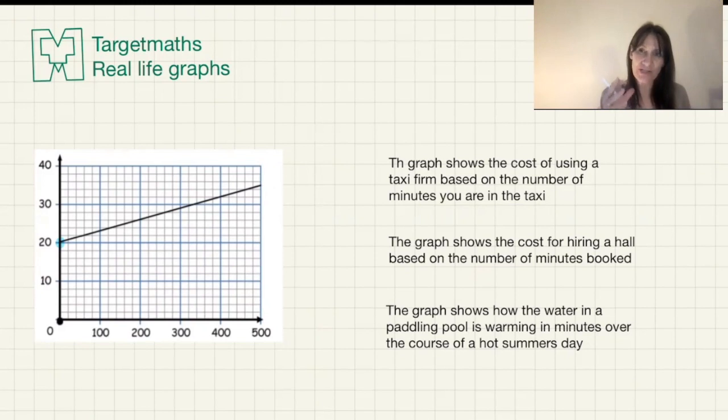So you've really got to think in context. So I haven't traveled any minutes. Yeah, I haven't moved along this line at all yet. I'm just at 0. So that's how I know that there is some sort of standing charge. And so they're going to charge £20 as a flat rate. Okay. And then I look at the gradient.